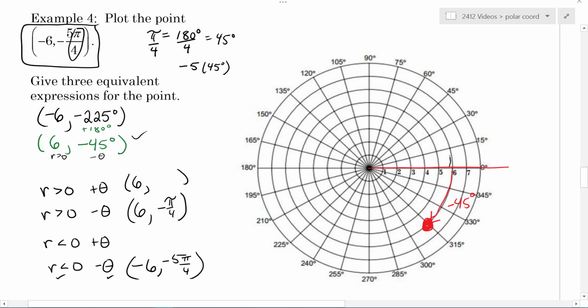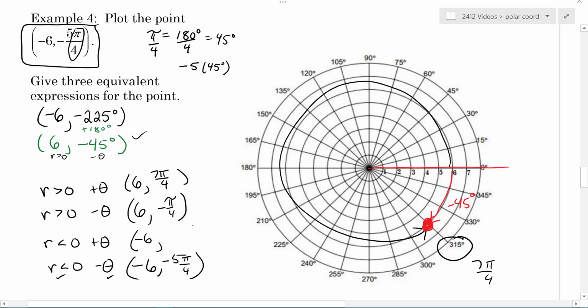So if I start at the positive x-axis and I rotate all the way around in the positive direction until I get to that point, that's 315 degrees. But what is that in terms of radians? Right? So we know that that is 7 pi over 4. We know that from our unit circle. So we have all 3 categories except for this one. We need an R value that's negative and a theta value that's positive. So we know it's going to be a -6, comma.